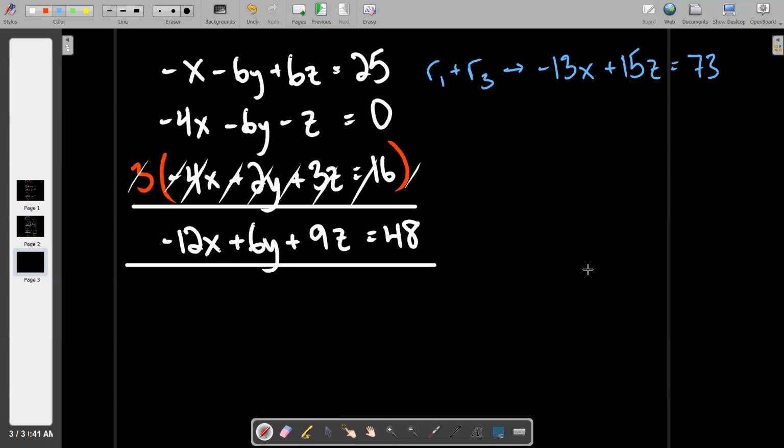Where does the next y murder come from? Row 2 and row 3. Very good. So row 2 plus row 3 will result in how many x's? How many y's? None, of course. How many z's? And then equals 48.